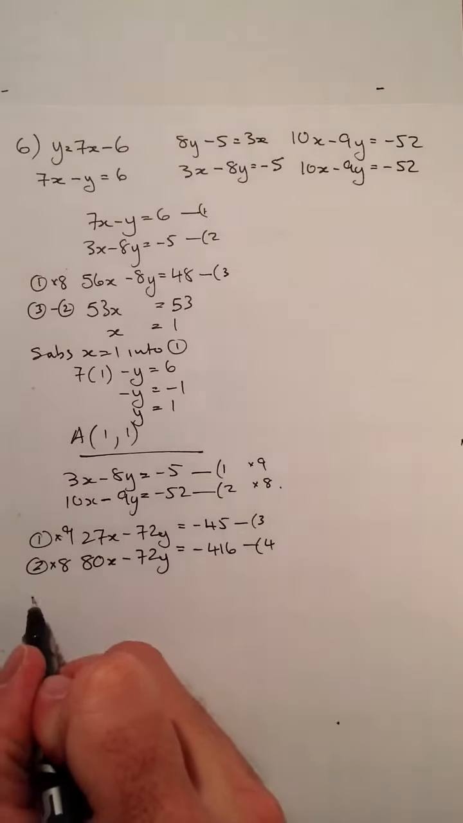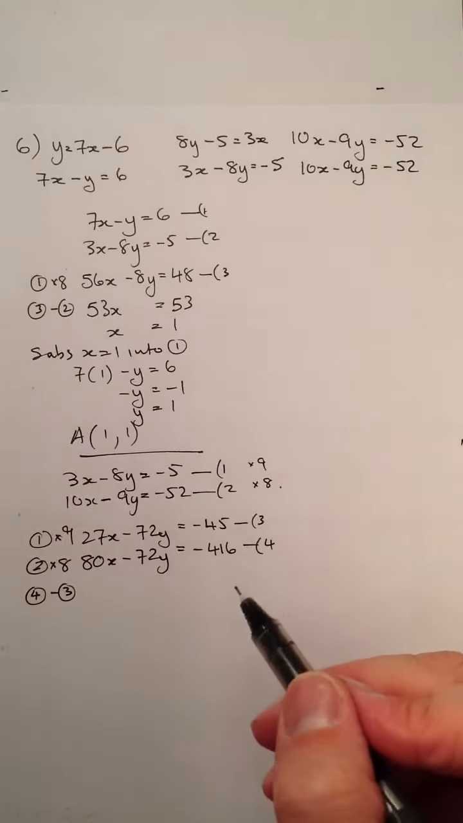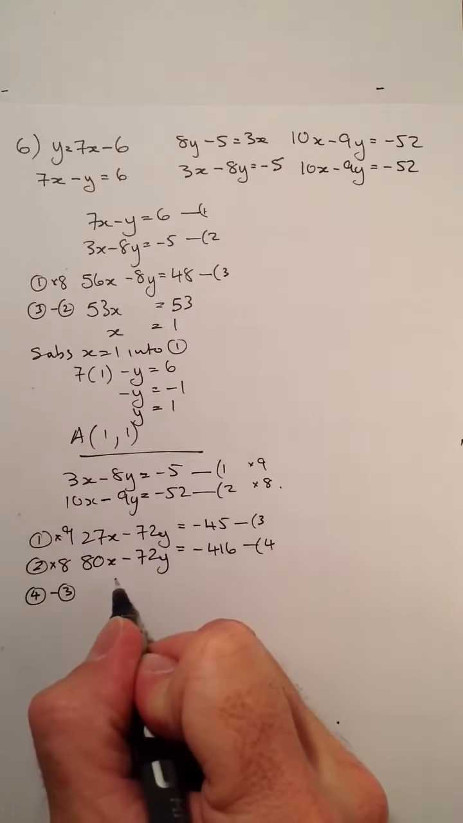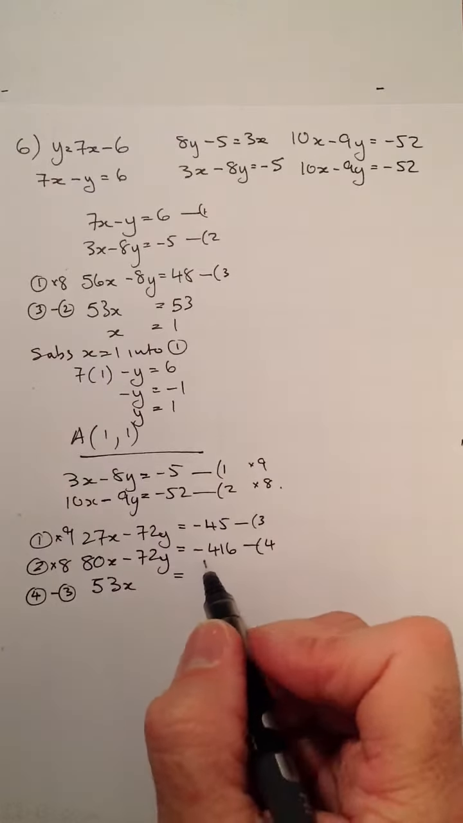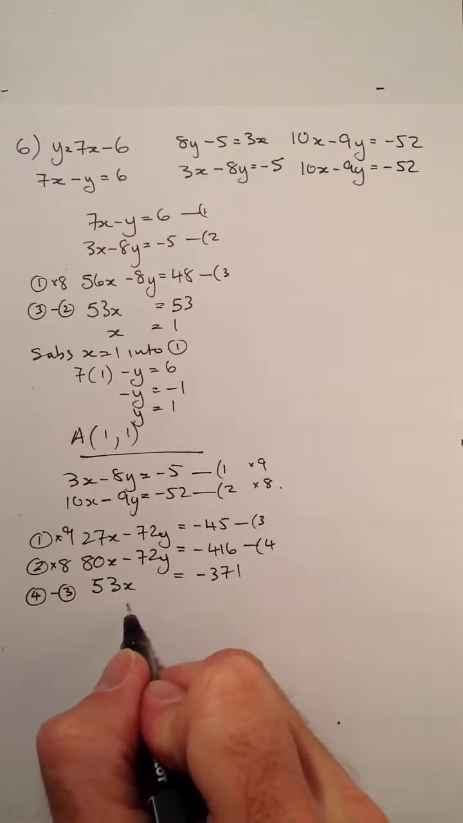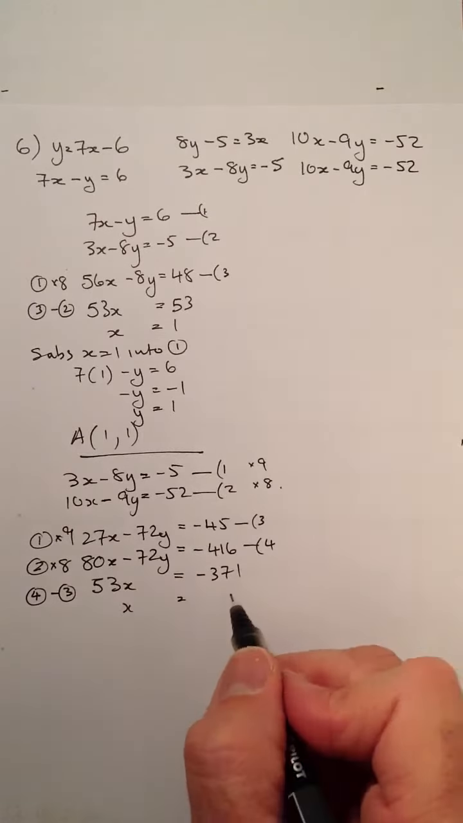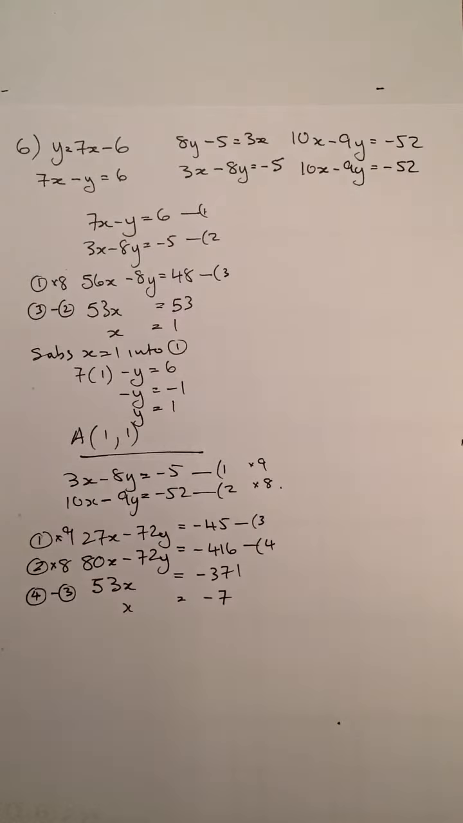So to eliminate, I'll do the same type of thing. I'll start with equation 4 and subtract equation 3 from it. From there, I should get 53x is going to be equal to minus 371. Dividing each side by 53, I get minus 7 coming out there. So the x coordinate is minus 7.